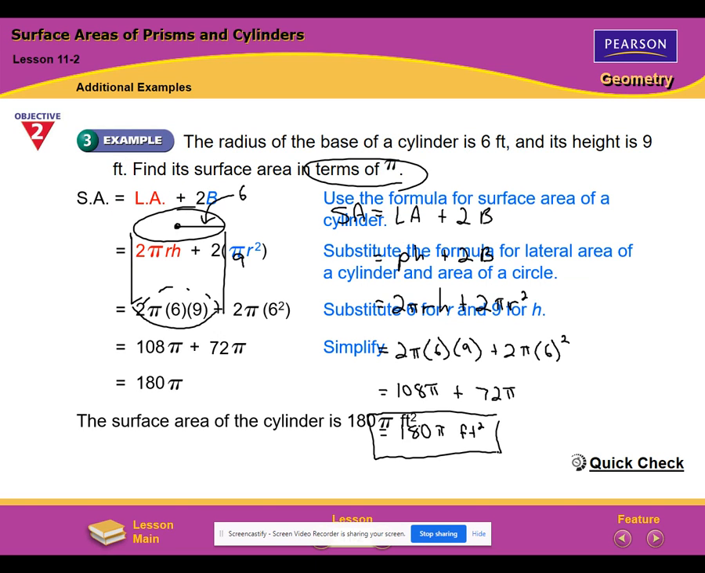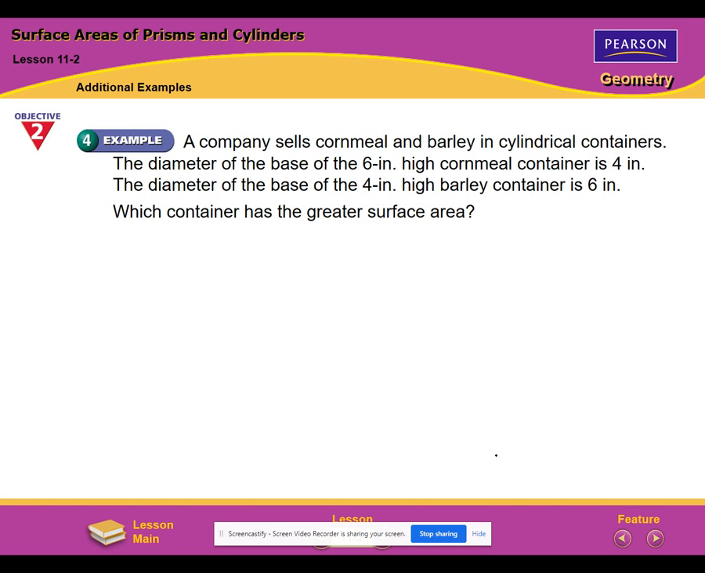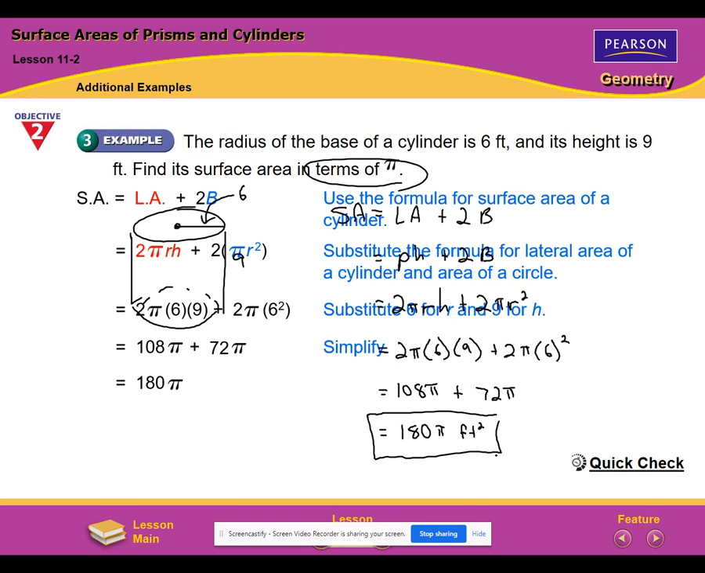Okay, we won't do the last example. All it is really is very similar to the problem we just did, except you are comparing the two. So they give you 2 different ones. You do 2 different calculations for 2 different cylinders and decide which one has the greater surface area. So you want to practice that one on your own, you can.